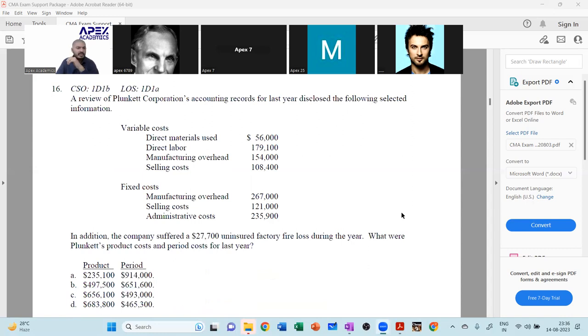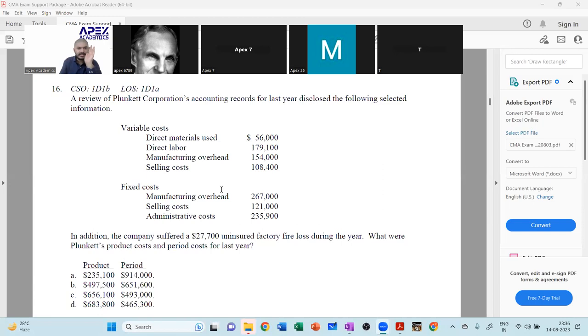Let's come to question number 16. Well, question number 16 is a good question. They are saying the review of Plunkett Corporation's accounting records for the last year has disclosed the following selected information. The variable costs are direct materials, direct labors, manufacturing overheads, and selling costs. The fixed costs are manufacturing, selling, and administrative. In addition, the company has suffered a 27,700 uninsured factory fire loss. What are the Plunkett's period costs for the last year?